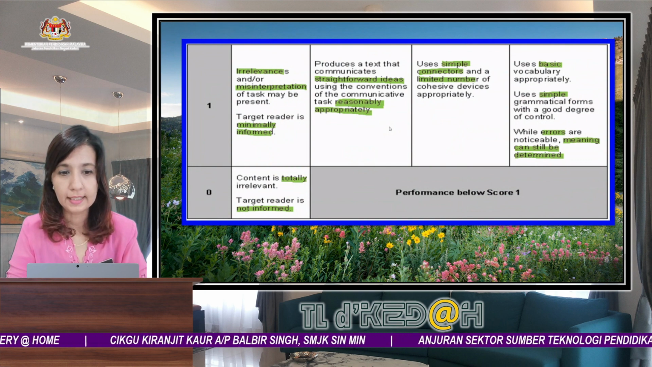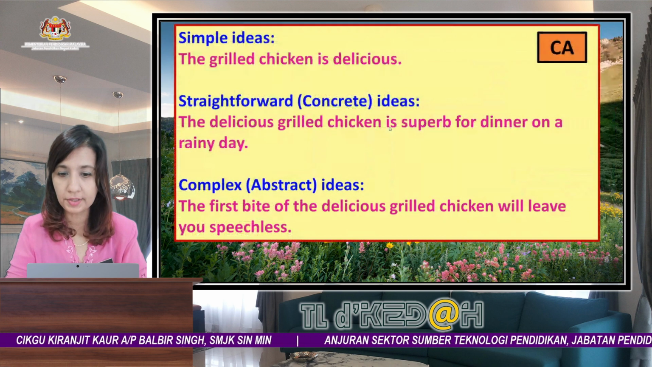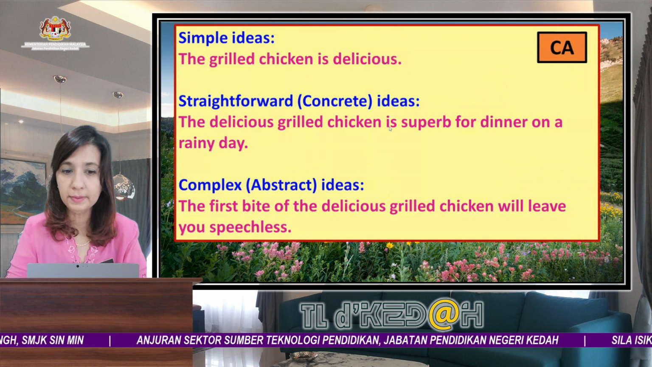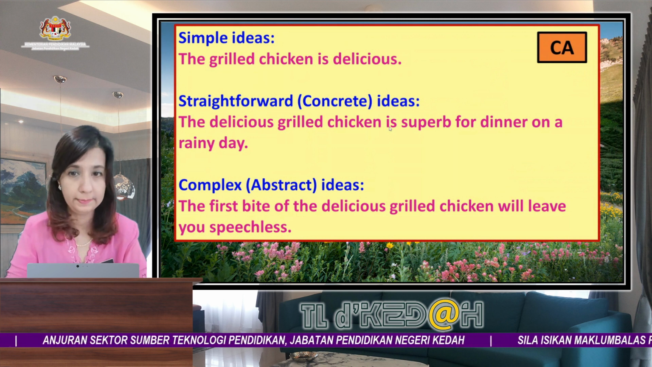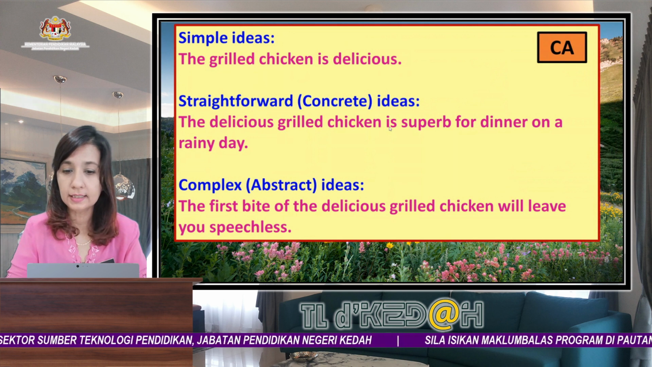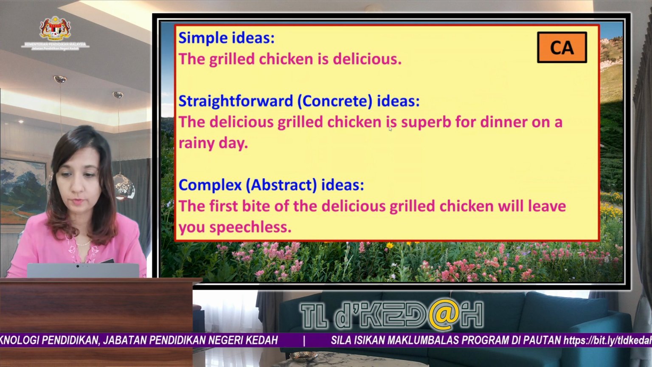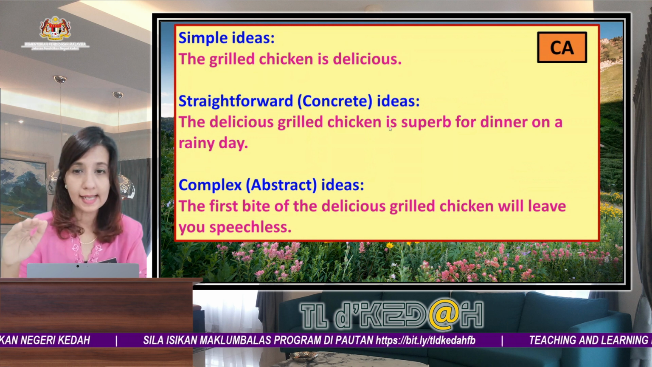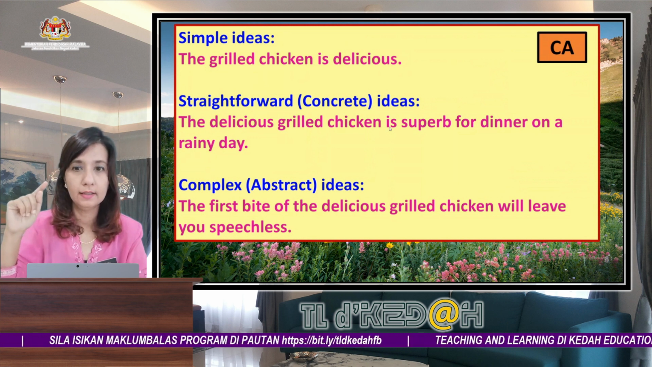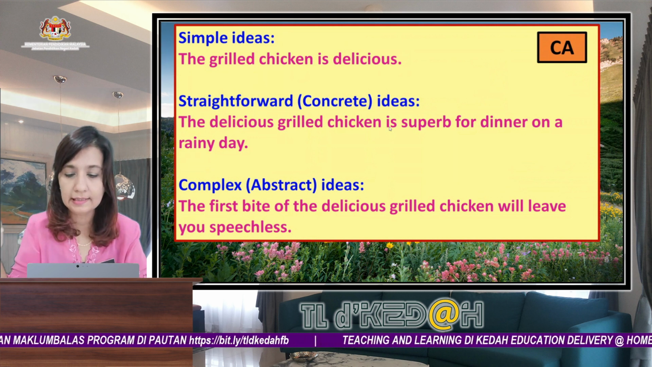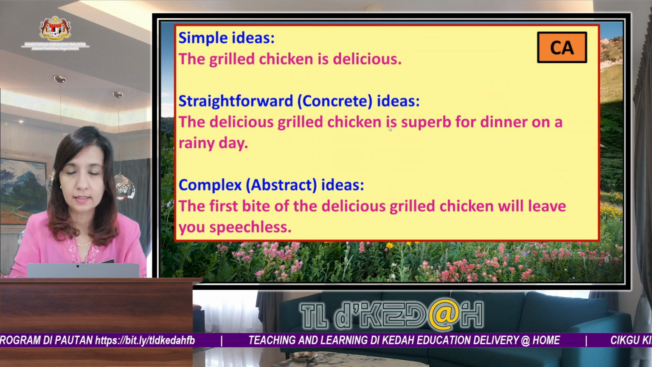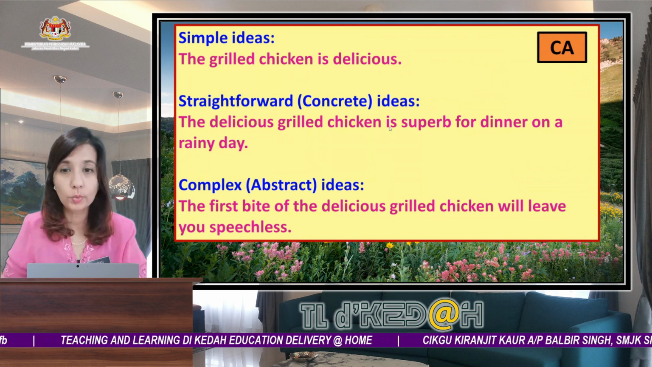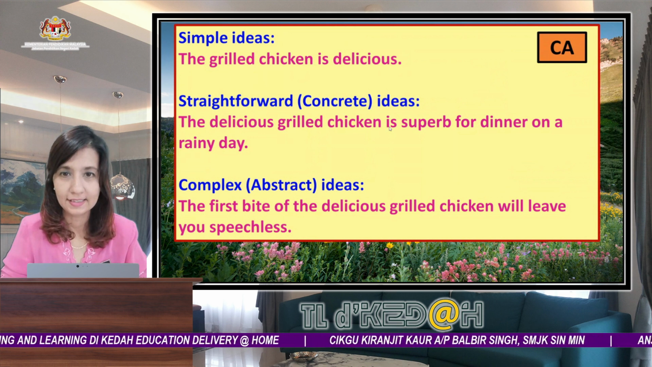So be careful. Let me explain what simple ideas, straightforward ideas, and complex ideas are. This comes under CA. Simple ideas: when you mention the grilled chicken is delicious, very simple. Straightforward: the delicious grilled chicken is superb for dinner on a rainy day. So it's very concrete. You can understand. Complex ideas use a lot of abstraction. You need to think. It's quite high standard. The first bite of the delicious grilled chicken will leave you speechless. Meaning it's so delicious that you cannot even say it.